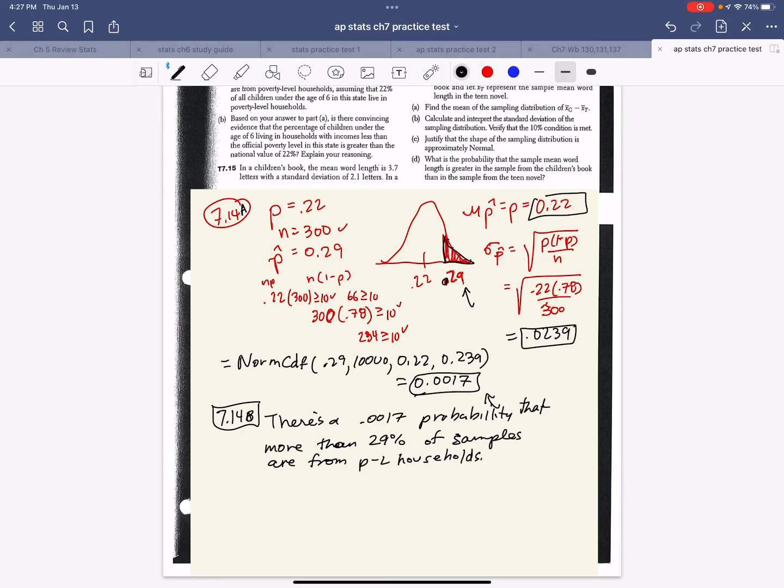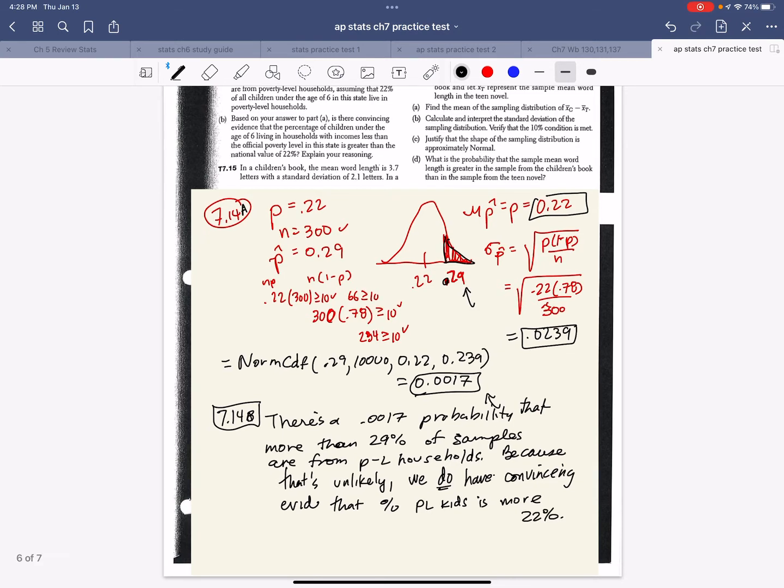And because that's unlikely, we do have convincing evidence that the percentage of poverty level kids is something more than 22%, because this probability is definitely less than 5%.